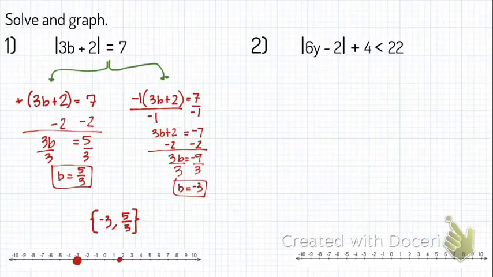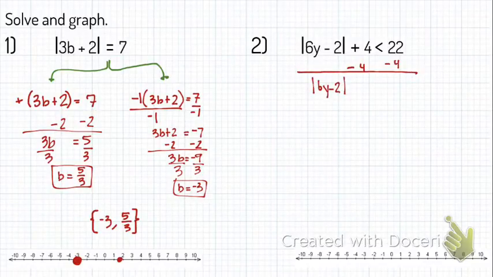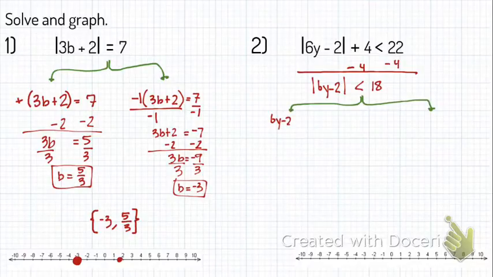Okay, so same idea. We're going to isolate the absolute value, so I'm going to subtract 4 on both sides. And when I do that, I'm going to get the absolute value of 6y minus 2 is less than 18. Now my absolute value sign is isolated on one side, so I'm going to create two inequalities here. One is going to be positive 6y minus 2 is less than 18. The other one's going to be negative 6y minus 2 is less than 18.